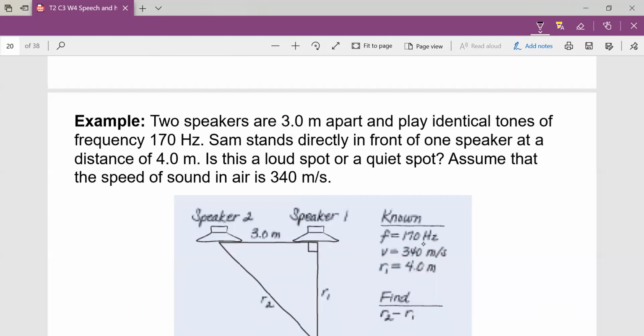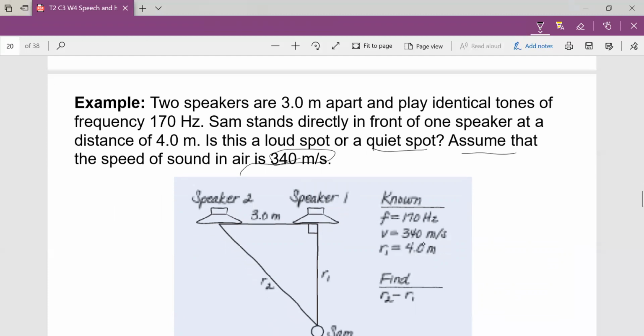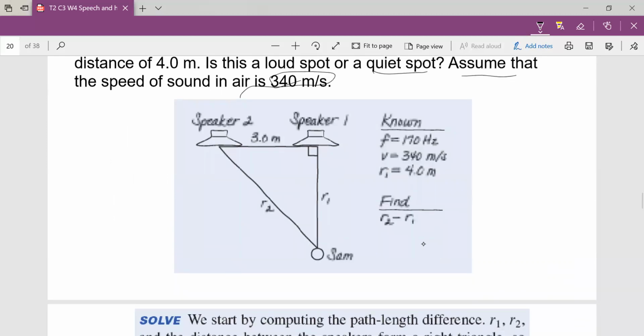Two speakers are 3 meters apart and play an identical tone of frequency 170 Hz. Sam stands directly in front of one speaker at a distance of 4 meters. Is this a loud spot or a quiet spot? It's simply asking, will Sam hear a sound? Would this be a constructive or a destructive interference spot? When it's constructive, Sam will hear a loud sound. When it's destructive, Sam will hear nothing. It's a quiet spot. We also want to assume the value for the speed of sound in air to be 340 meters per second.